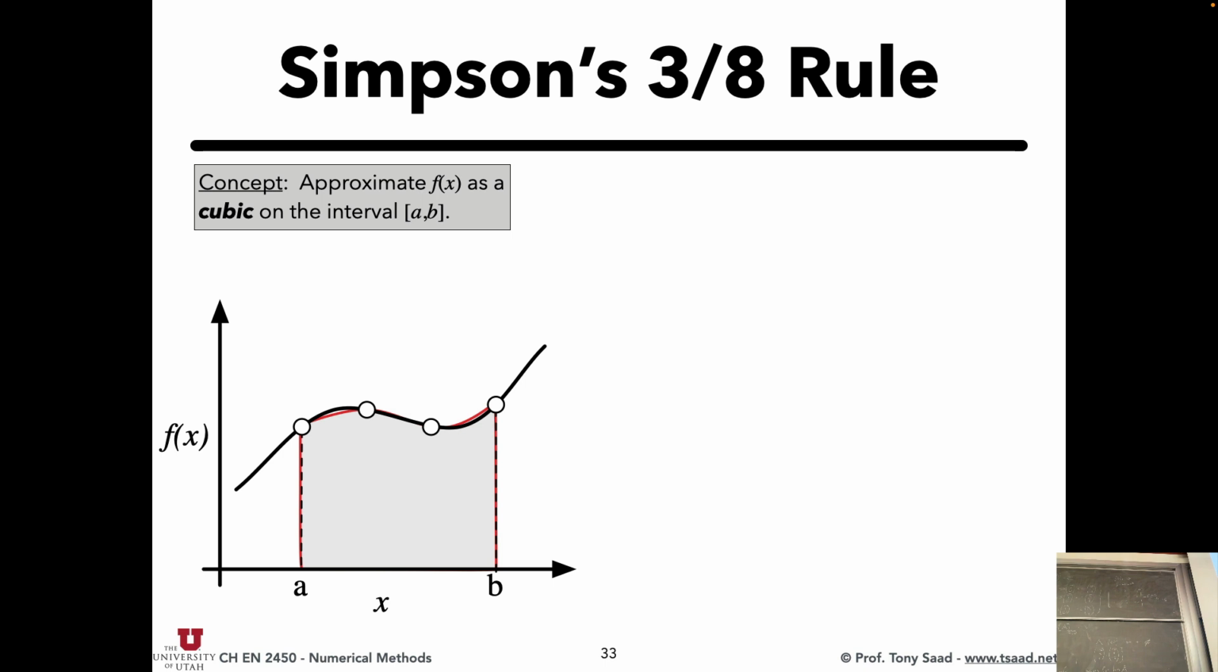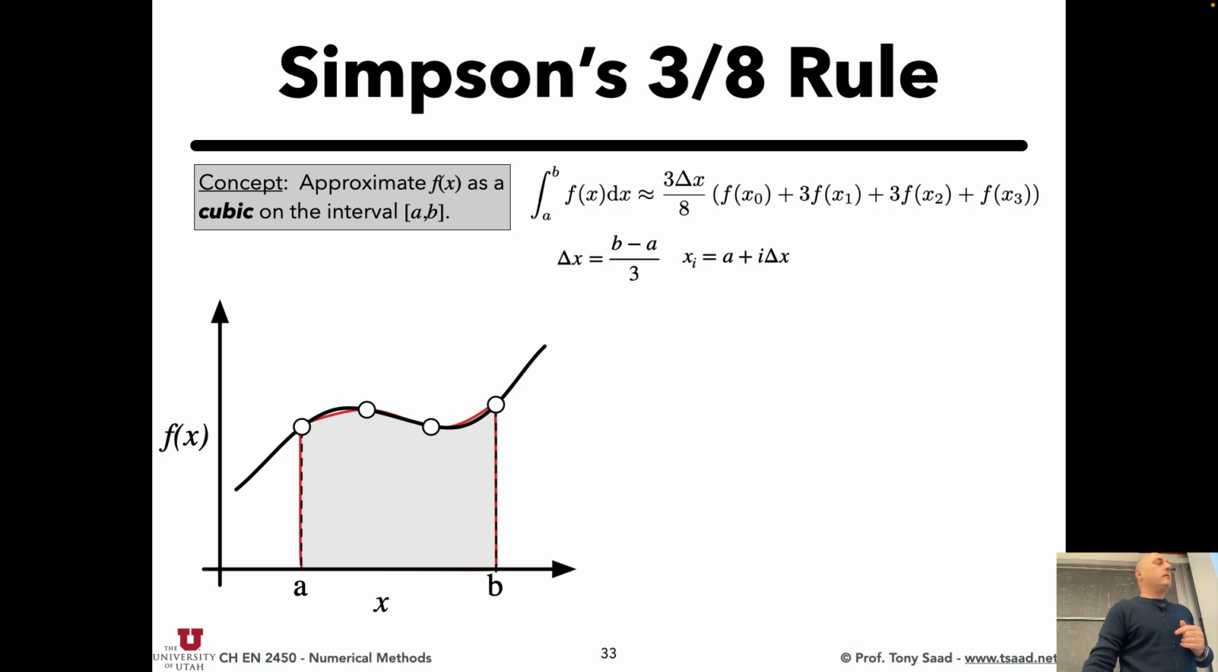You have a and b. What do you do with the other 2 points? You also pick them equally spaced. So now the spacing is b minus a over 1, 2, 3, right? So you have 3 segments, right? And this is the formula for Simpson's 3/8 rule. 3 over 8 delta x. Delta x is the distance between any of these 2 points, b minus a over 3.